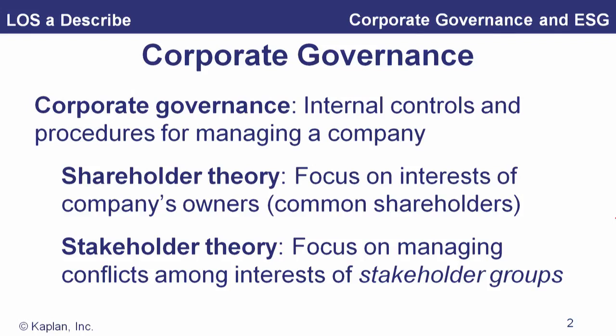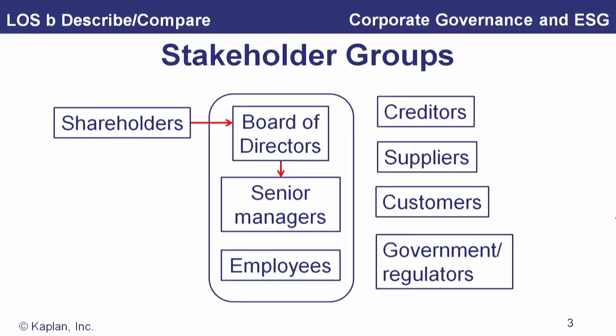And the older theory about corporate governance was referred to as shareholder theory. And shareholder theory focuses on creating the most value for shareholders, and that's the primary role of the firm's management. More recently, there are proponents of stakeholder theory, focusing on managing conflicts amongst stakeholder groups. So let's take a look at what that might be.